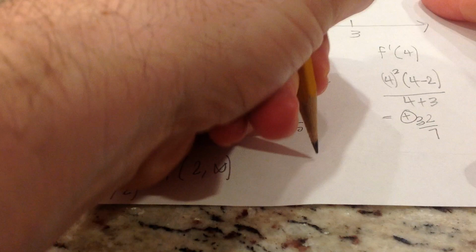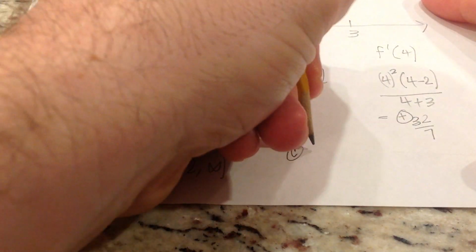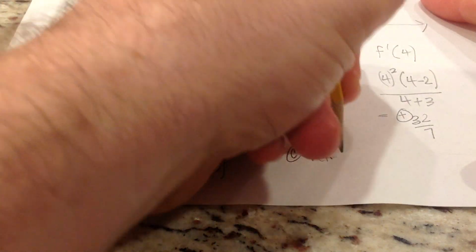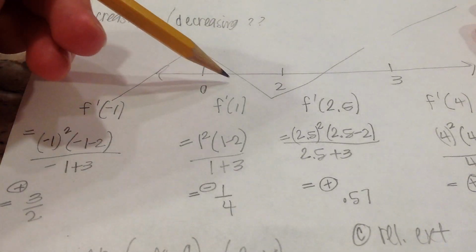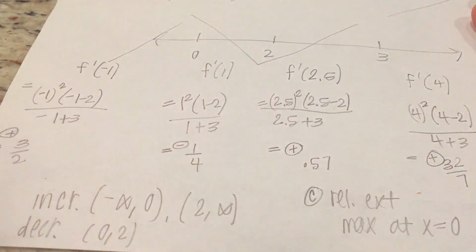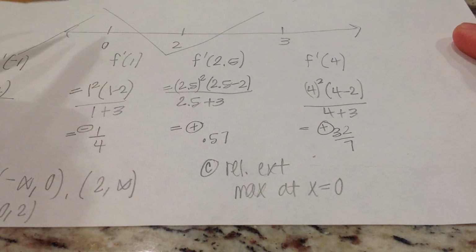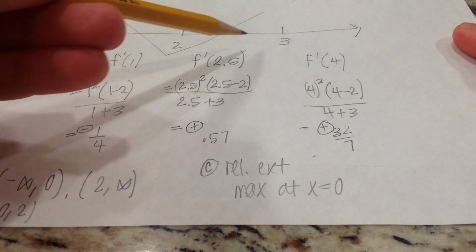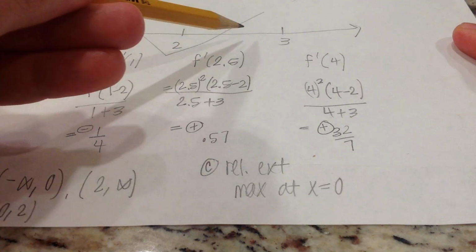And then that part C that asks about extrema, where relative extrema are at, we can see that there's a relative max right here at 0, because we went from increasing to decreasing. We maxed out at 0. So there's a max at x equals 0. And we can see a min at the critical value of x equals 2, because we bottomed out. We went from decreasing to increasing.